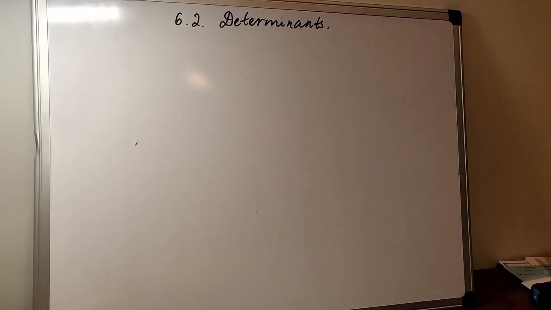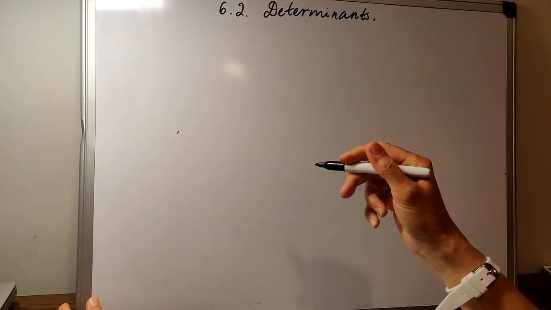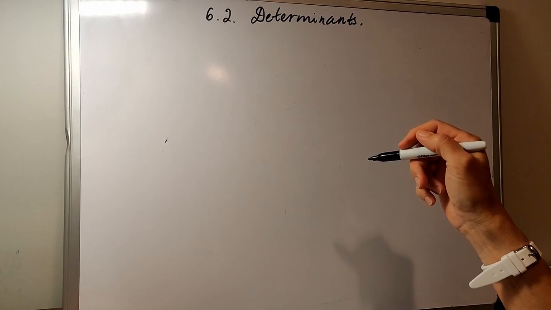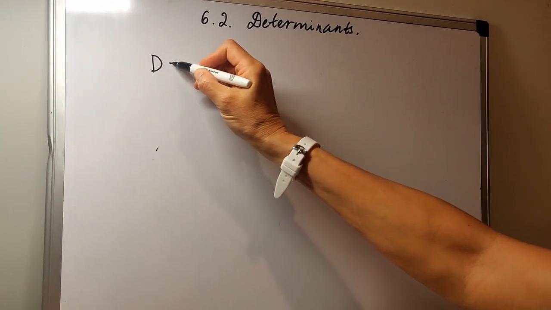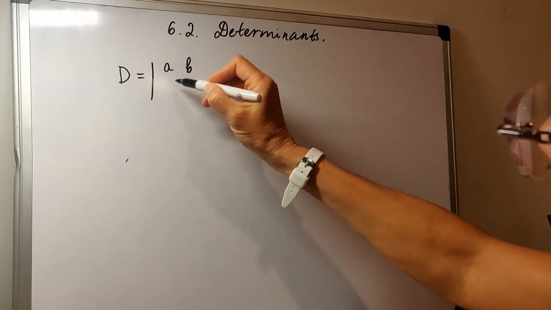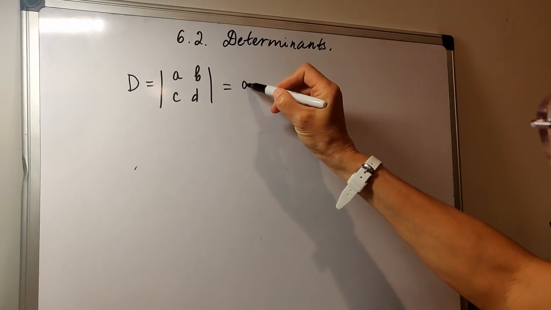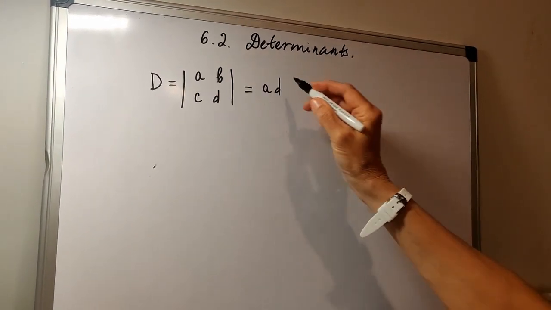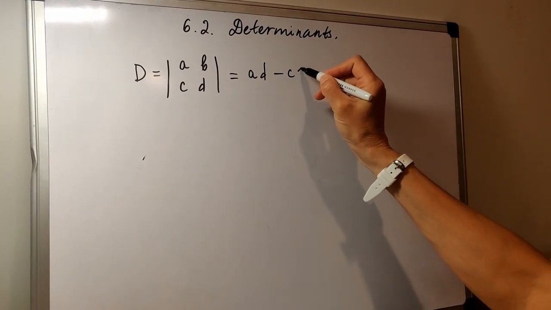Section 6.2, determinants. Definition. We're going to start with the definition of the determinant of a 2 by 2 matrix. The determinant of a 2 by 2 matrix, which consists of 4 numbers A, B, C, D, is calculated by the next rule: A, D, we multiply diagonal elements and then subtract contra-diagonal elements C, B.